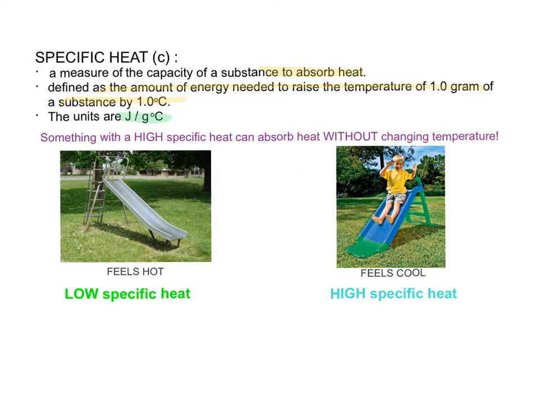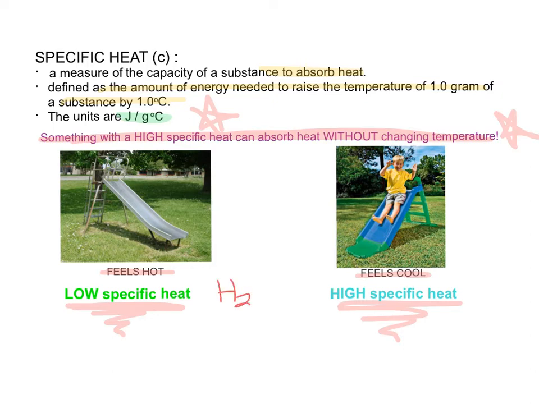One good thing to keep in mind is that something with a high specific heat can absorb a lot of heat energy without changing its temperature. It takes a lot of joules to change its temperature. That's a big idea here. So for example, you've got two slides at the playground, a metal one and a plastic one. Well, the metal one feels incredibly hot. That's because it has a low specific heat. Its temperature goes way up with the addition of joules, while the plastic one's going to feel cool because it has a higher specific heat. It can absorb a lot of joules of energy before really changing its temperature. And the way I keep that straight is that water has a really high specific heat.